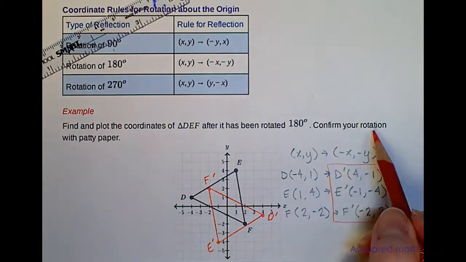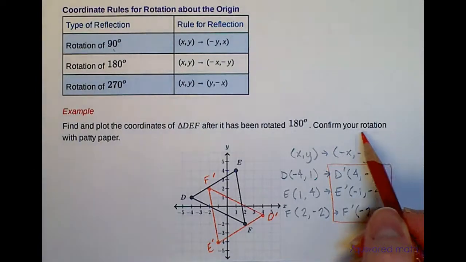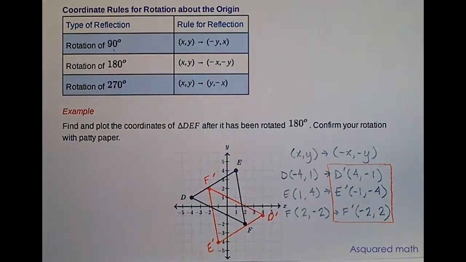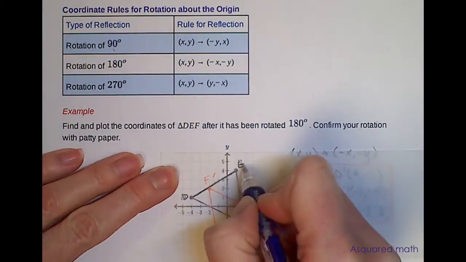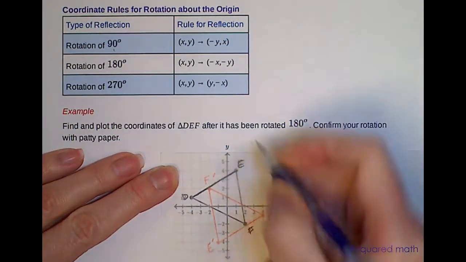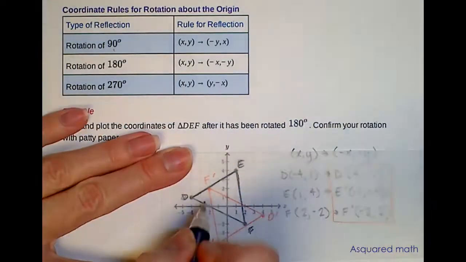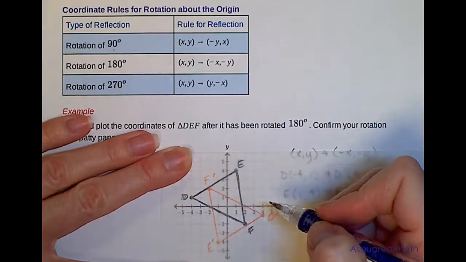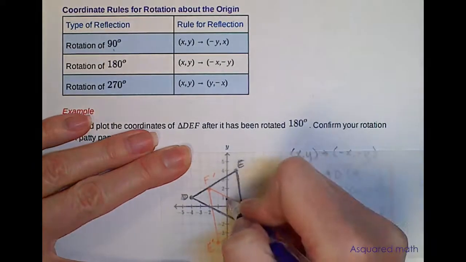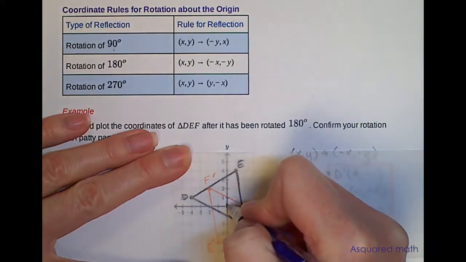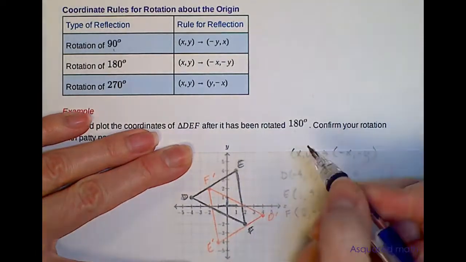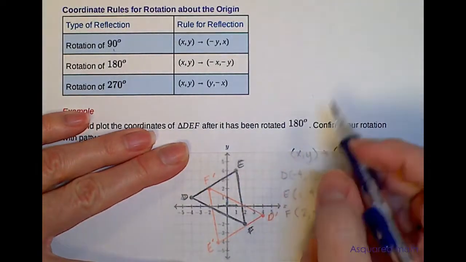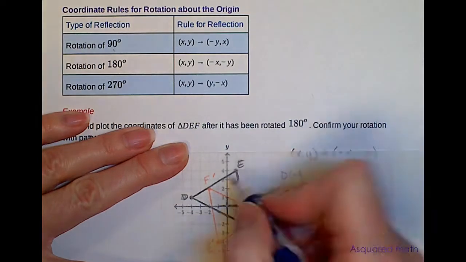It also says to confirm the rotation with patty paper. So grab a piece of patty paper and trace your original image on there. Point D, point E, point F, 3 sides of the triangle. The next thing we want to do after we trace the figure is we need a set of crosshairs in the middle here. So just trace part of your XY axes. And this will allow us to see how far we have gone once we've hit 180 degrees.